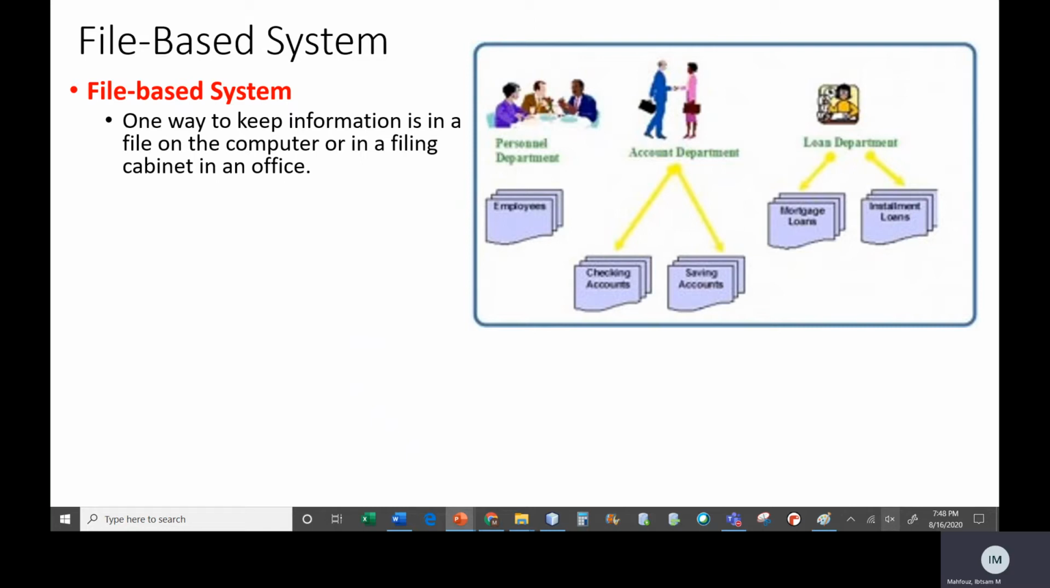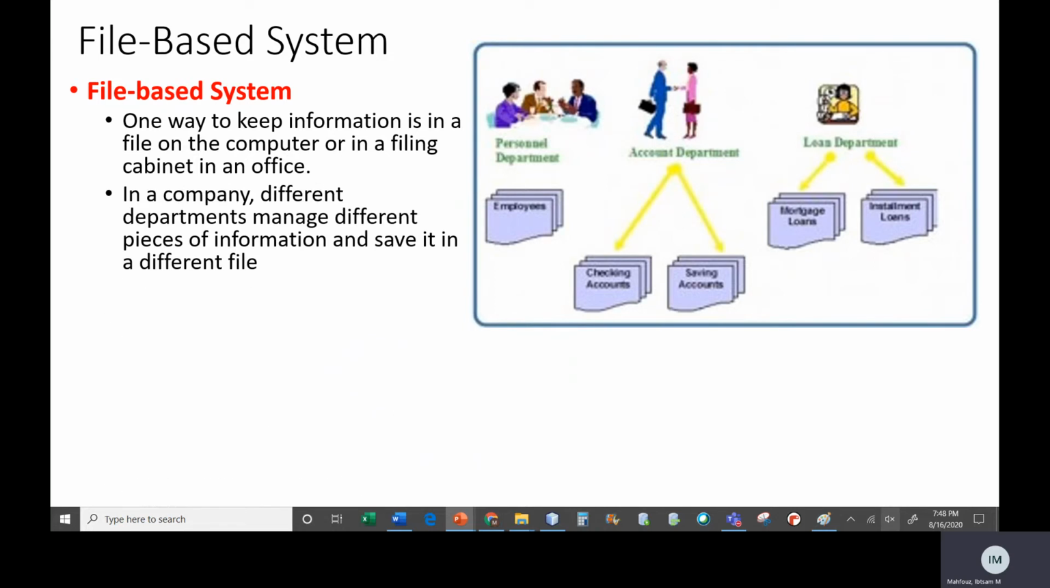The file-based system can be a physical file, like a filing cabinet in an office, or it can be a file on a computer or on a Google Drive or on your flash drive. So this is called a file-based system.